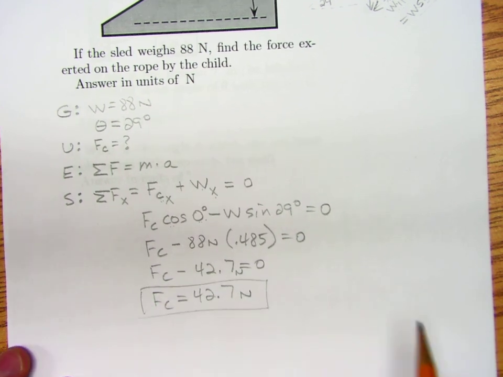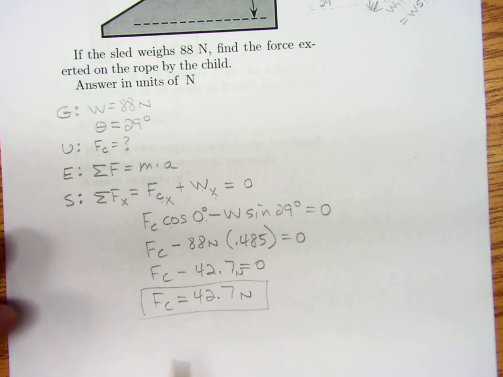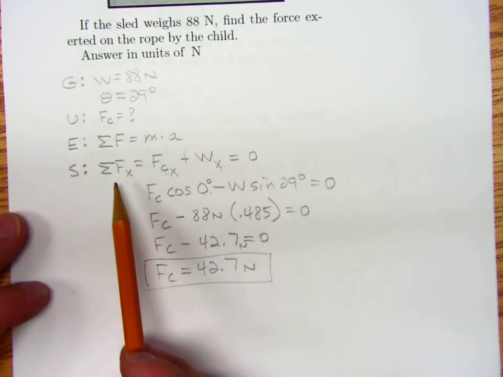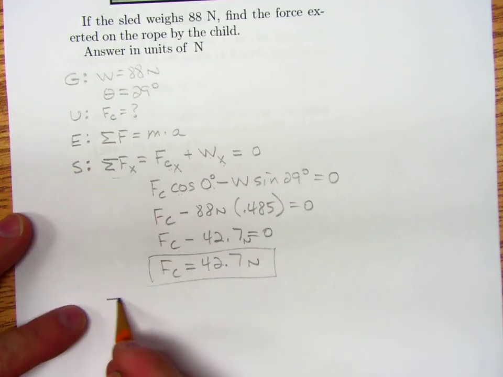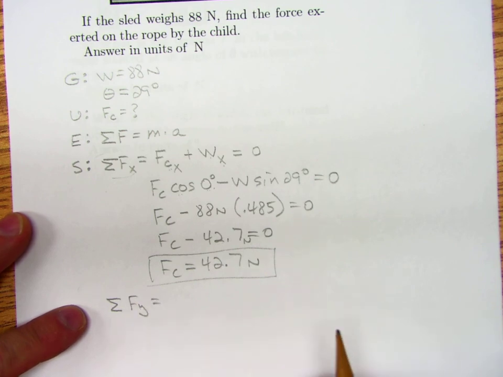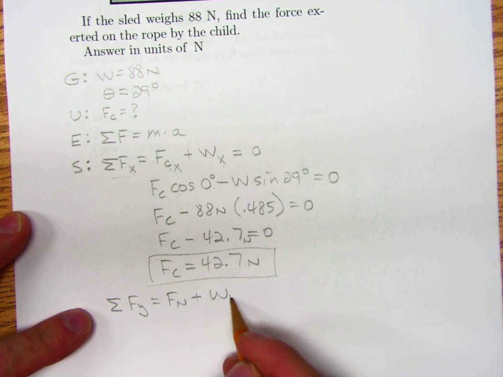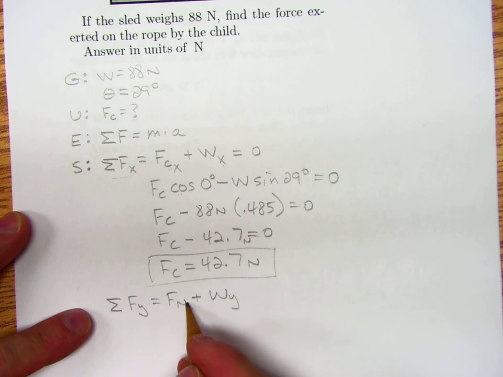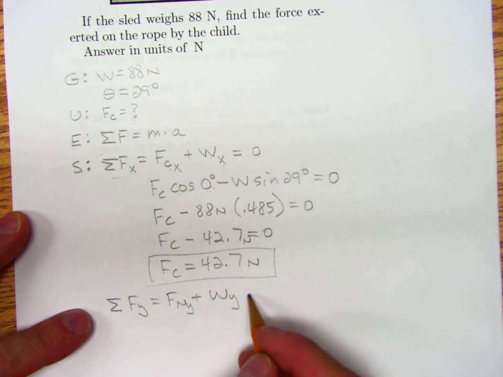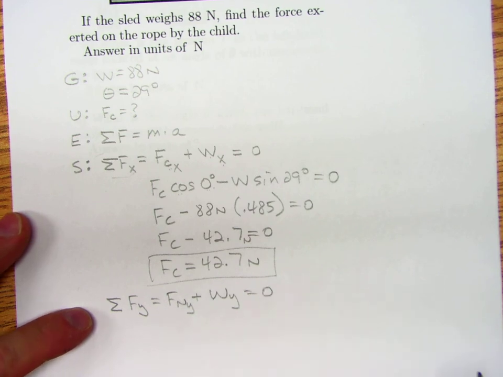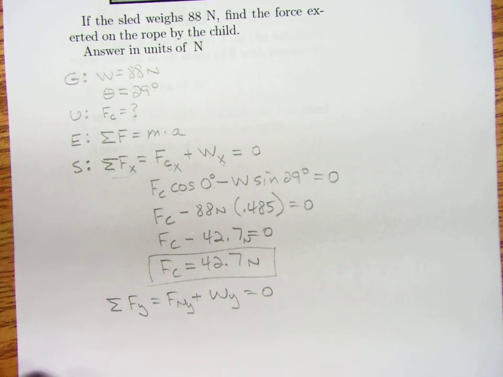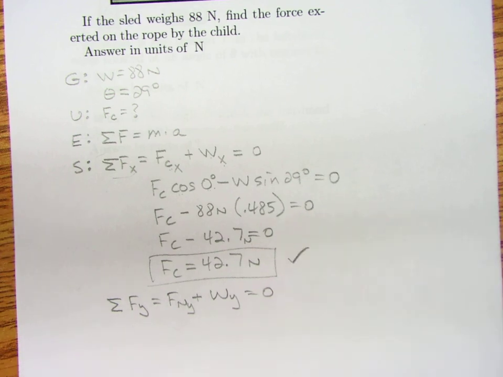So that's our answer. If this were a bigger problem, we would go back and we would define some of the forces in the y direction, and that's going to be equal to Fn, the normal force, plus the weight in the y direction. This is the normal force in the y direction. Those also equal 0. And then we could proceed on. We've already found the answer, so we can stop there.